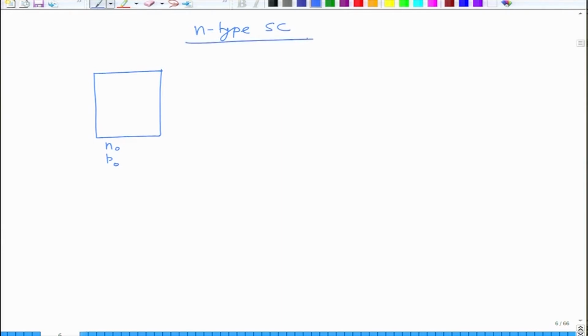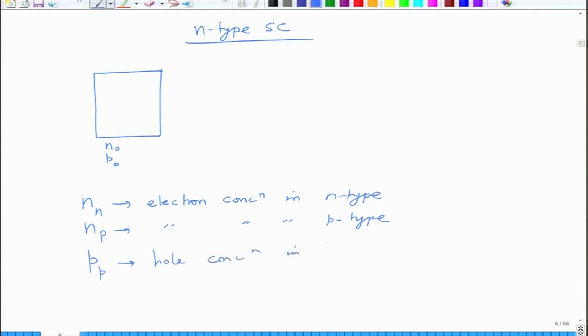Often you will also see a change in terminology. Sometimes when you write n_n, it is electron concentration in N type. When you write n_p, it is electron concentration in P type. Similarly, when you write p_p, it is hole concentration in P type. And when you write p_n, it becomes hole concentration in N type. Some of these subscripts will appear later as we deal with both P and N type semiconductors together.